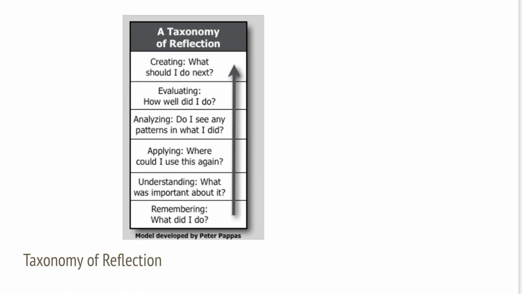And this is a wonderful idea. It was developed by Peter Pappas and is called the taxonomy of reflection. Each level of reflection is structured to parallel Bloom's taxonomy. Assume that a student looked back on a project and assignment they had completed. What sample questions might they ask themselves as they move from lower to higher order reflections?